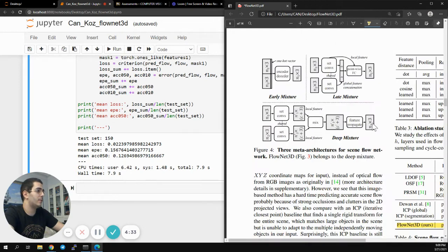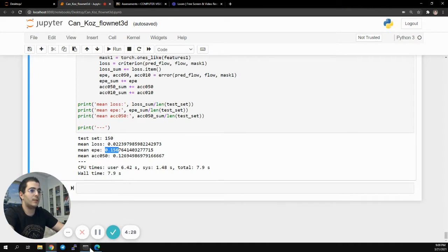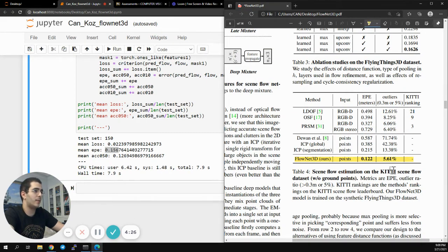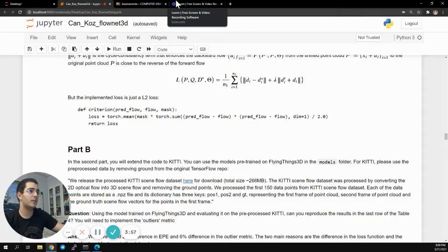Okay. So on the table, essentially what we see is a 12% EPE versus 15%, and 5% outliers versus 12% outliers. The main reason why this is so different is because of the implementation of the loss function, number one, and number two, because of the dataset that was shared with us. So without showing you my actual answer, I'll just move to the parts so that I can show you the code. So here's the code.